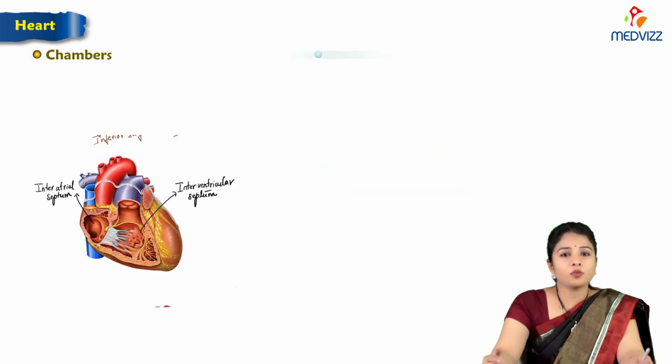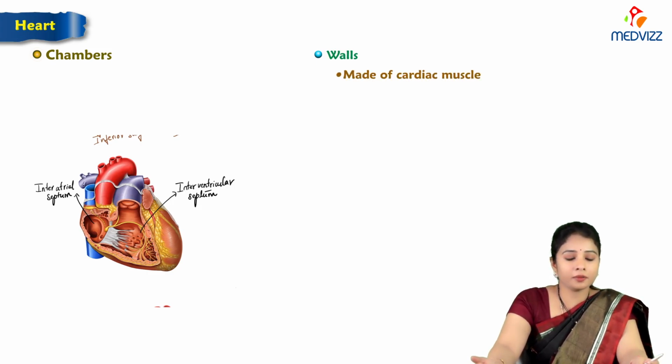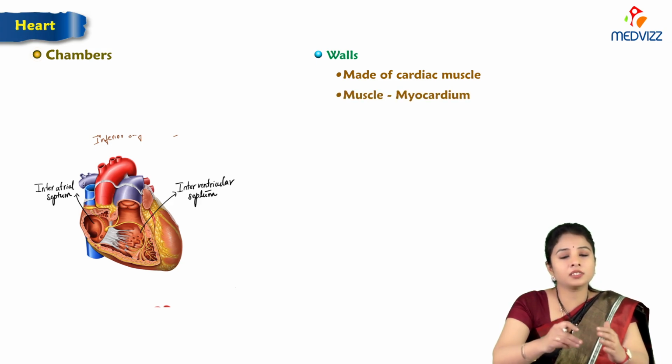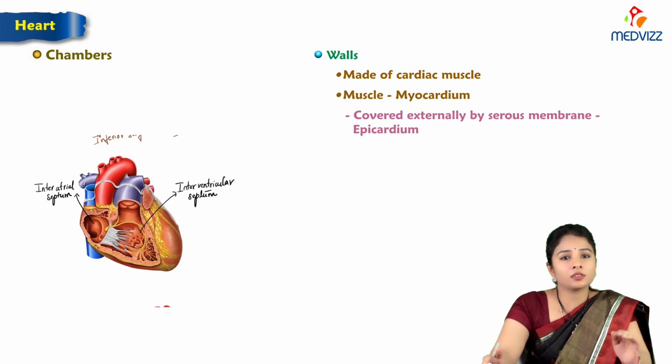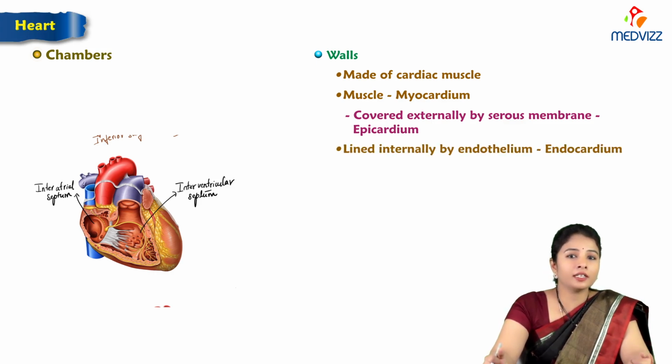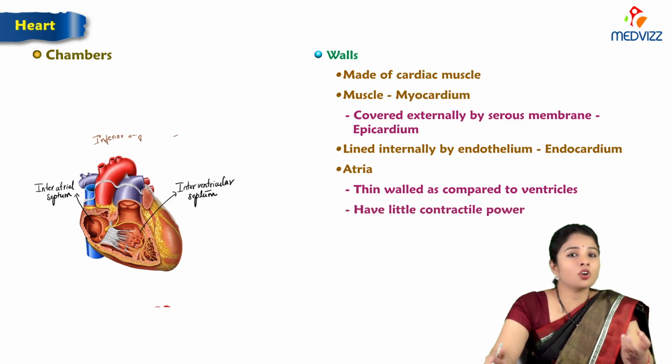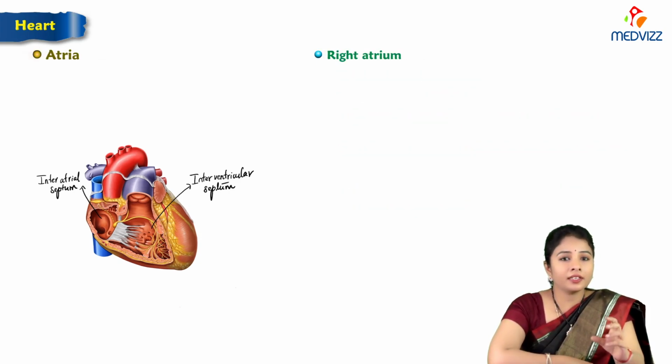Let's discuss the walls of the chambers of the heart. It is made up of cardiac muscle. The muscle present within the wall of the heart is called myocardium, which is covered externally by a serous membrane called epicardium, and internally it is lined by an endothelium called endocardium. The atria are thin-walled compared to the ventricles, and they have little contractile power when compared to the ventricles.